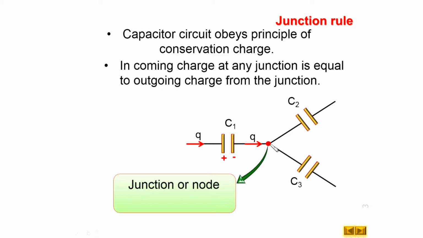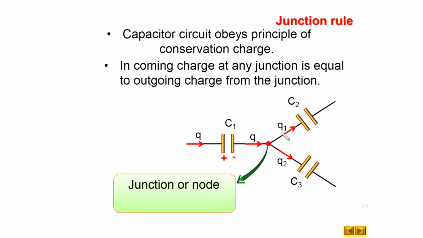Now, it comes to the junction. There are two paths. One is the upper path, second is the lower path. So, the charge now divides into two paths. Let the charge in this path be Q1. So, Q1 charge will enter this plate, and let the part of the charge Q in this direction be Q2. So, this charge Q2 will enter the plate of the capacitor C3.